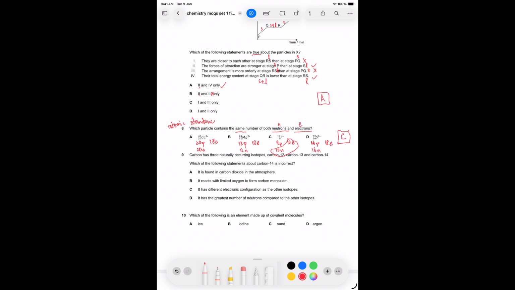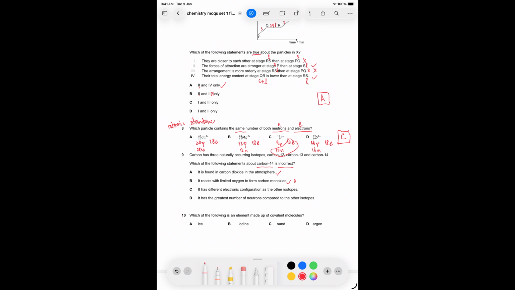Question 9. Carbon has 3 isotopes: carbon 12, carbon 13, and carbon 14. Which of the following about carbon 14 is wrong? Okay, so it's found in carbon dioxide in the atmosphere. Yes, it should be true. There's not a lot, but it's still true.